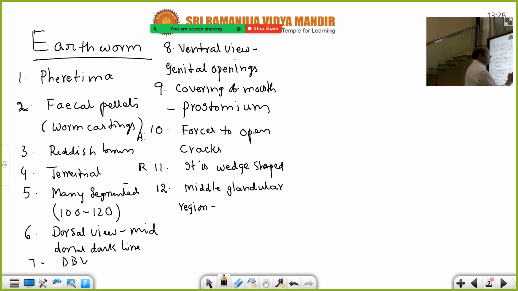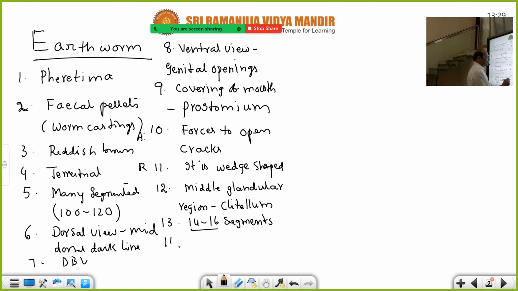Yes, the middle glandular region is the clitellum. Segments of clitellum: 14 to 16, another numerical statistic. 14 to 16 segments constitute the glandular girdle-shaped region in the middle of the earthworm, almost one third of the anterior region. The clitellum lies in segments 14 to 16.